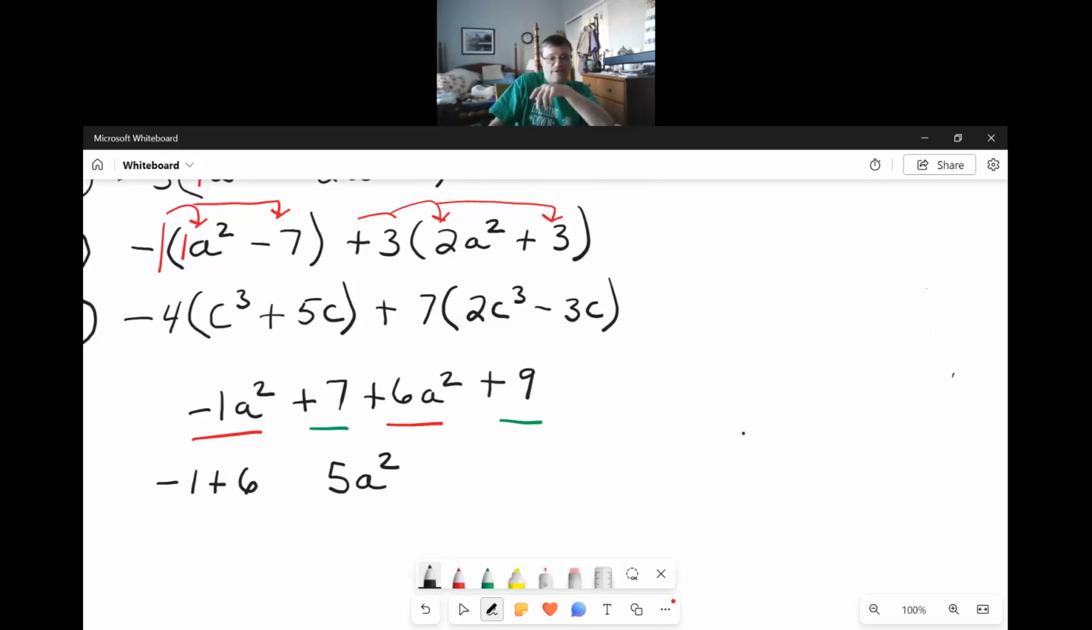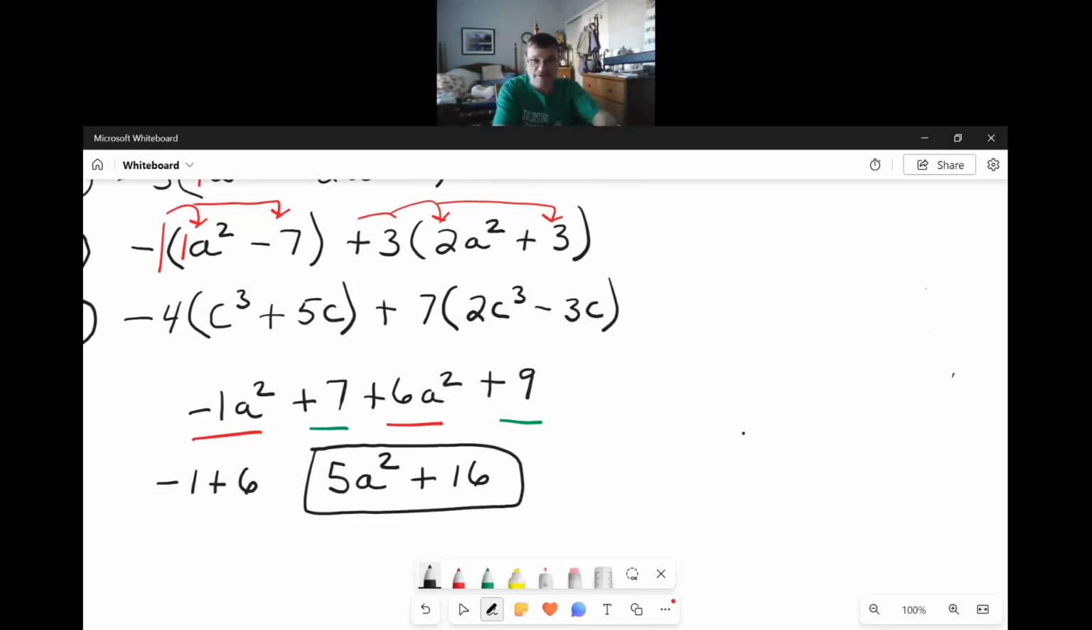And then the numbers, it's just 7 plus 9. You can see that there's 16. And that's it. That's the final answer for this one over here. Negative 1 plus 6 is going to leave me with positive 5. Keep the sign for the larger integer. All good. Final answer. Okay, that takes care of number 2 here.